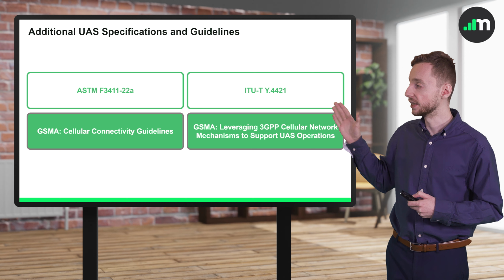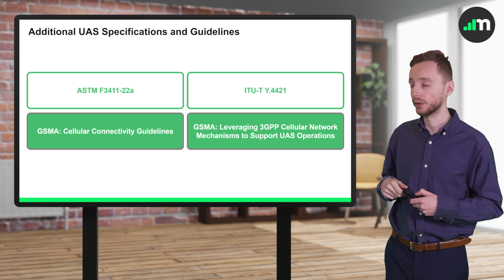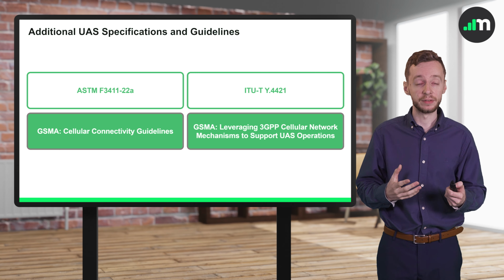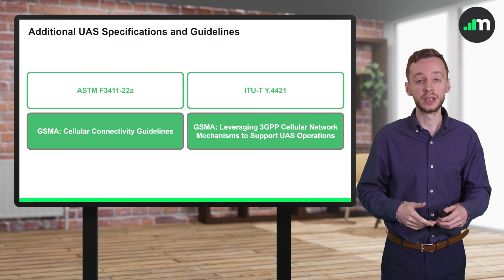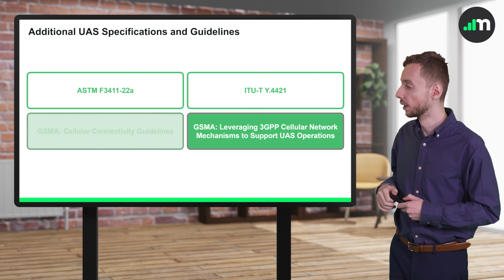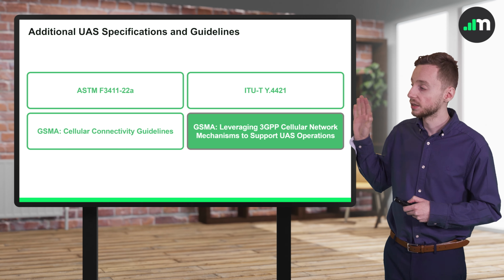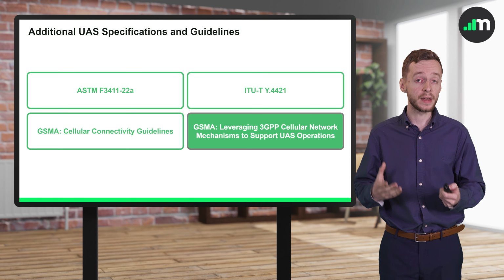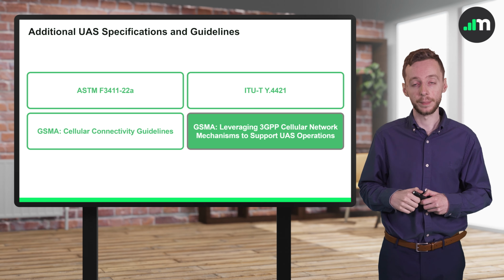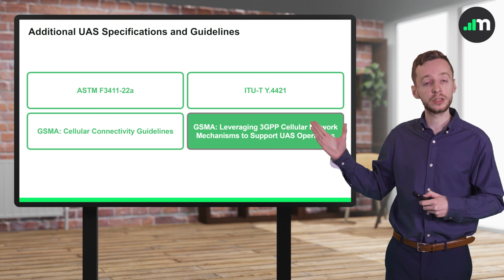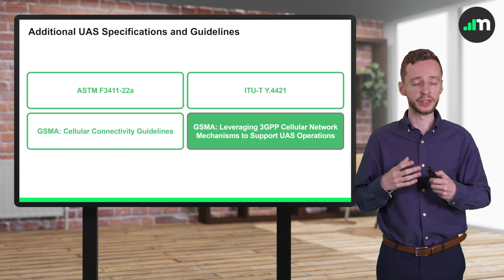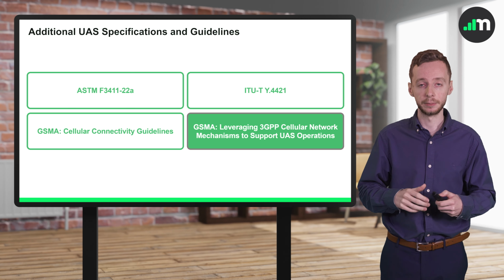Next, we've got the ITU-T Y.4421. Now, this standard is focused around the end-to-end 5G architecture which needs to be utilised in order to support uncrewed aerial systems. Next, we've got GSMA's cellular connectivity guidelines, and within that there is a section talking about UAVs and the overall uncrewed aerial system. So it's providing specific mechanisms which can be utilised in order to provide accurate location-based information on specific UAVs and to support mobility and tracking.